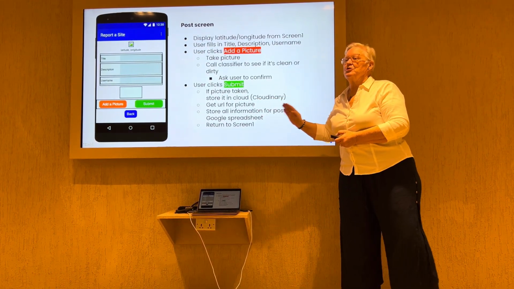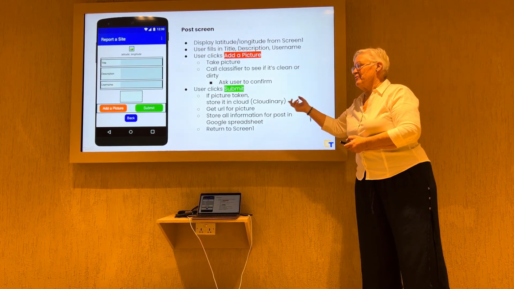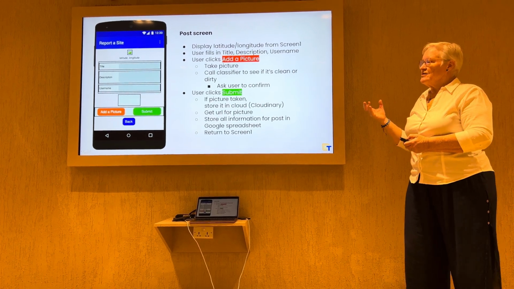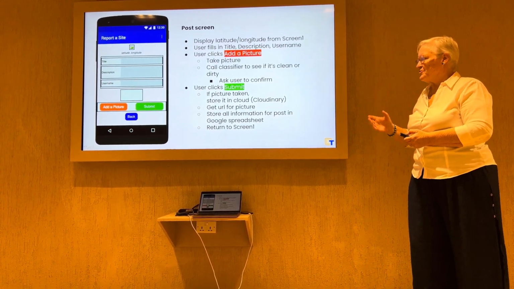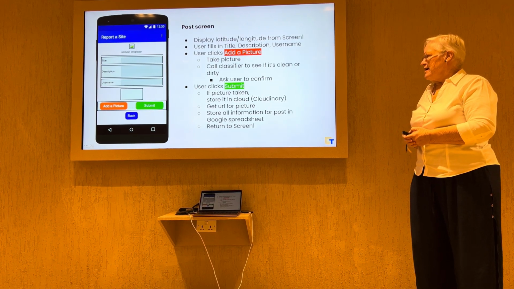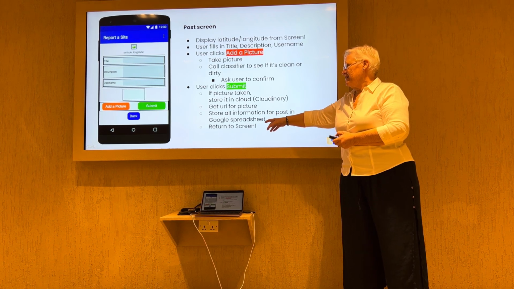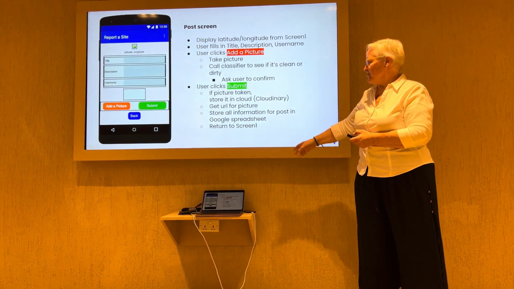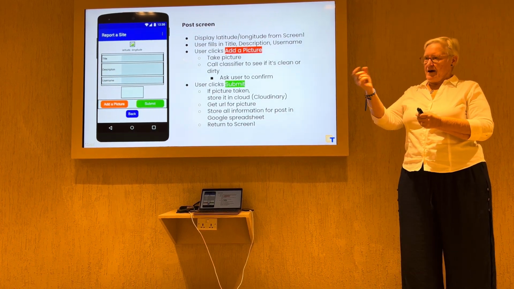If there's a picture included, we store the picture in the cloud. The particular platform that we used is Cloudinary, because it's a free, open source place that you can store images at. It will get the location of that and then store all that information along with the title, the description, and the username in the Google spreadsheet, and then go back to screen 1, and then that marker will appear.